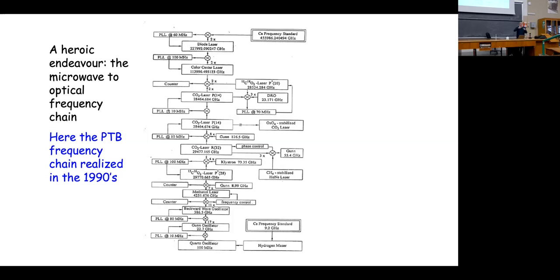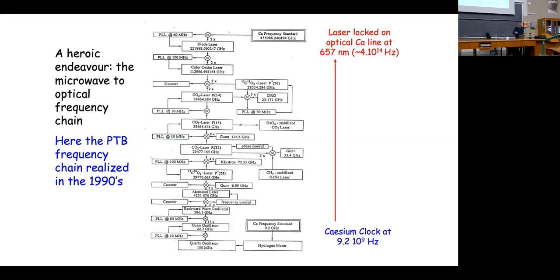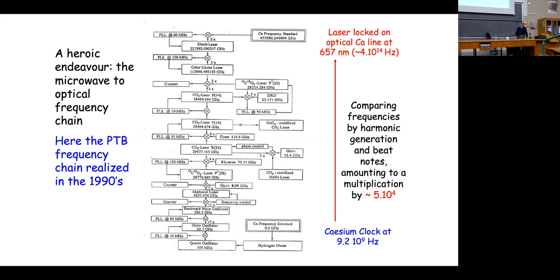And at each step, when you multiply the frequency, you have to make a beating of the new frequency with the harmonics of the old one. And the beat note has to be measured with precision. And so you can, step by step, bridge the gap between the cesium clock and an optical line. This was the calcium line at 657 nanometer, a frequency of 4×10^14 hertz compared to the 9 gigahertz here. So you have a multiplication of frequency by about a factor of 50,000.